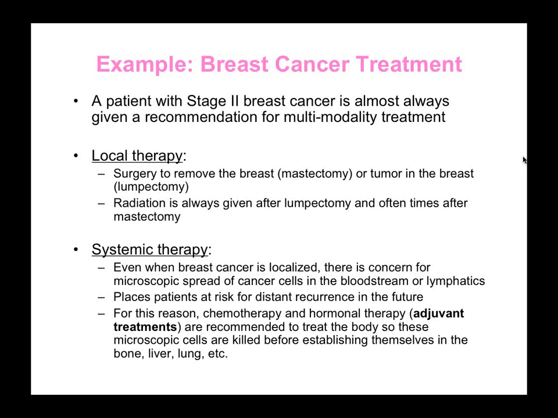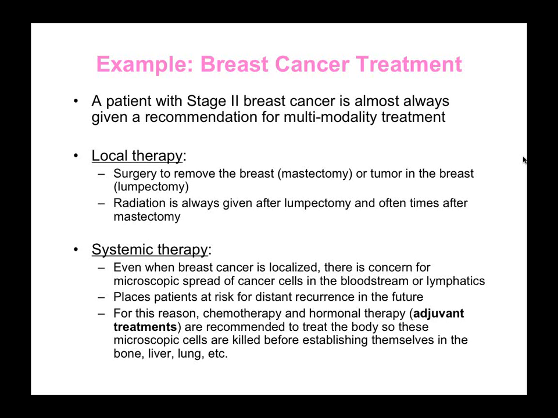So this is an example, again, with breast cancer treatment. If there's a patient with stage 2 breast cancer, her treatment is almost always going to be multimodality. She will have recommendations for local therapy, so surgery to either remove the breast or the tumor in the breast, a mastectomy or a lumpectomy, and then radiation may or may not be given. It's always given after a lumpectomy and oftentimes given after a mastectomy as well.